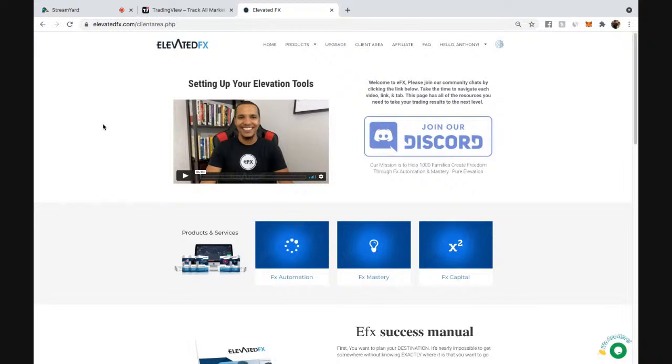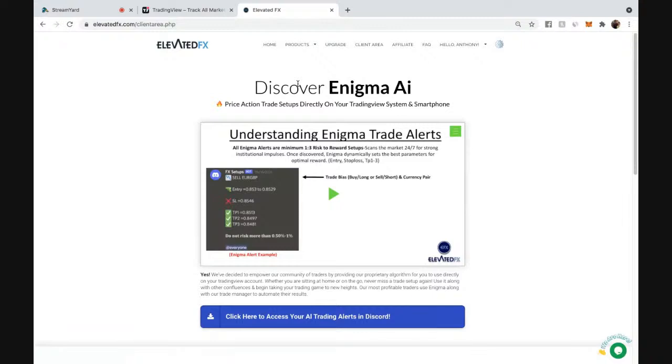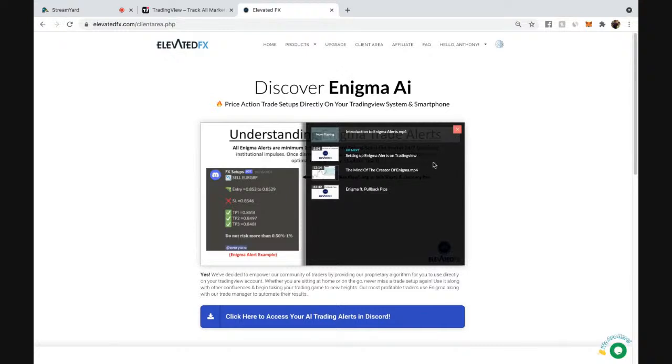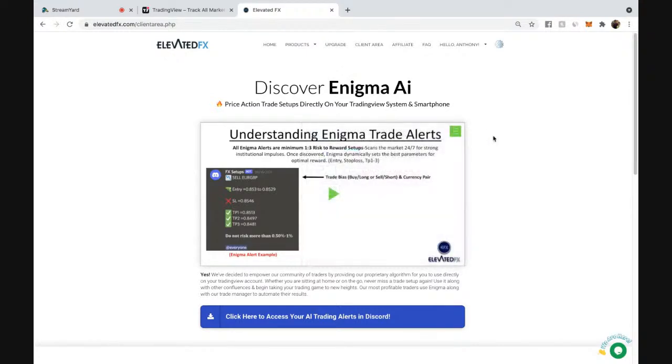Once you tap into your Elevated back office, you'll be able to go into our FX automation or our FX mastery. The first thing I want you to tap into is, of course, Enigma. There you'll find video content helping you identify how this system works and how to make it work in your favor, so you understand the alerts coming in and how to set them up to receive on your mobile device. All of that training is right here, from the mind of the Enigma creator.